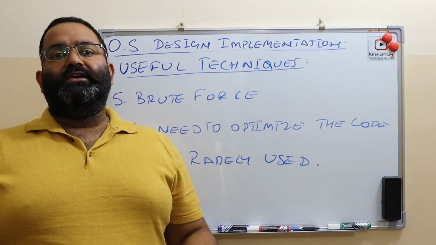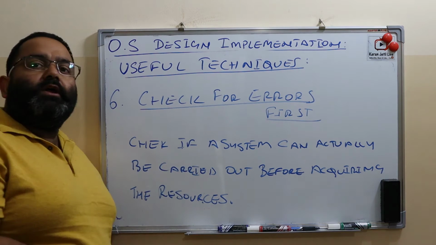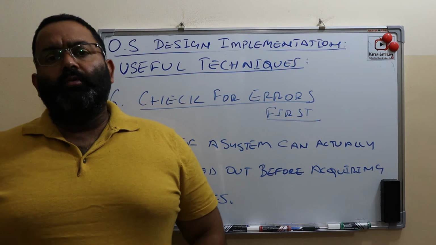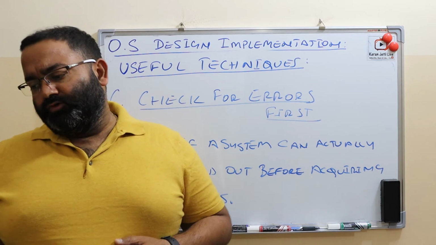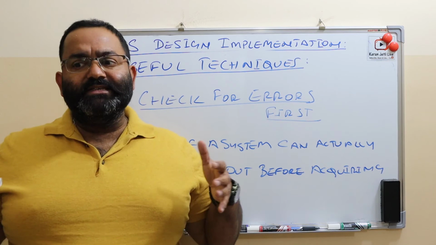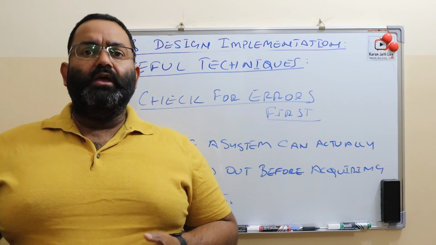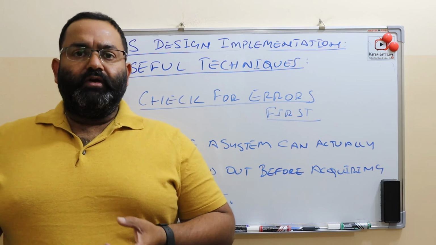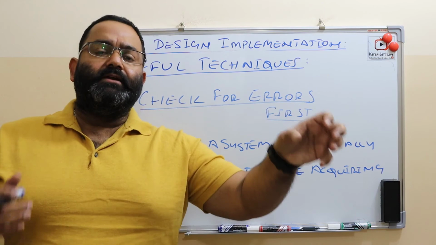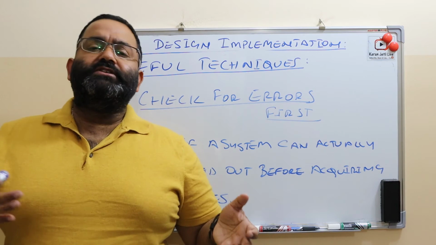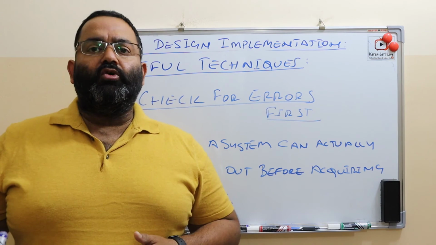So guys, the last useful technique says check for errors first. When we talk about our operating system, every operation we want to do inside the operating system is translated into something called a system call. Some system calls may need some resources to complete their execution. If those resources are not available, the system call will fail. Or some system calls need some data, tables or data structures before they can be executed. If those data or data structures are used by some other system calls, again these system calls will fail.